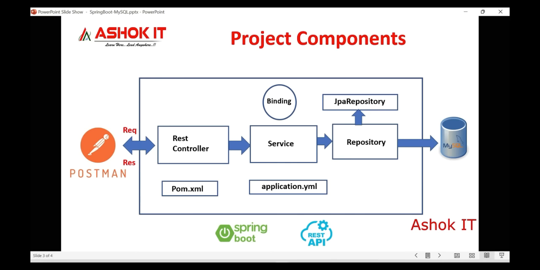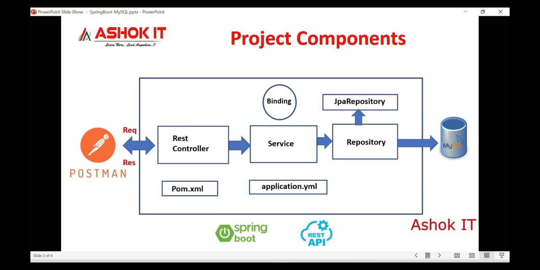To communicate with the database, we will use the repository concept with the help of Data JPA, and we will write a service class which will contain our business logic, and a REST controller will be available. In that, we will write the methods and map them to HTTP protocol methods, and we will have a binding class which will represent our request and response data.